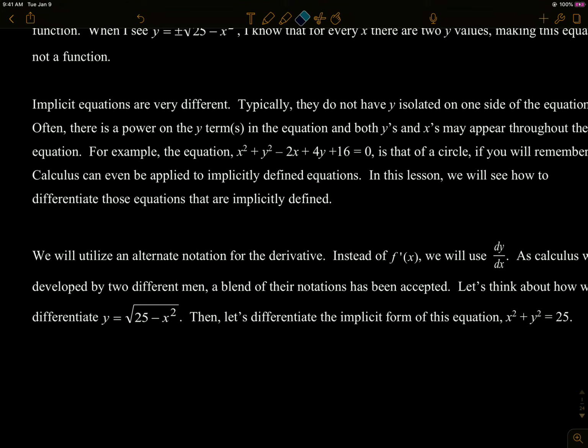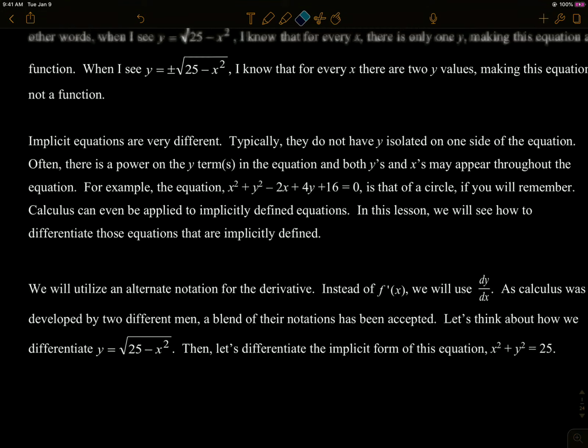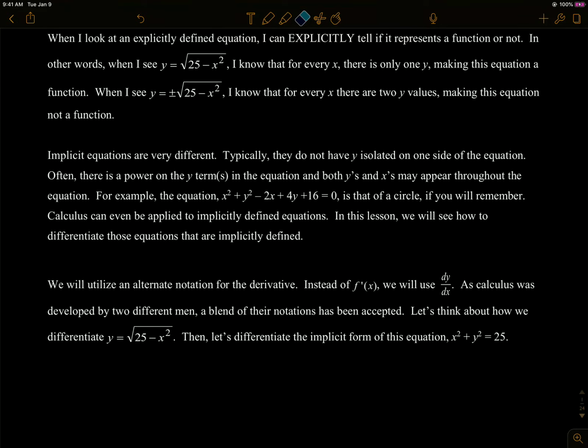Okay, implicit equations are different. They're typically not solved for y. It's not y equals. And x's and y's might appear throughout the equation in different spots, mixed together, multiplied together. So we're going to look at how we apply calculus to even these types of equations. How do we do the derivative?